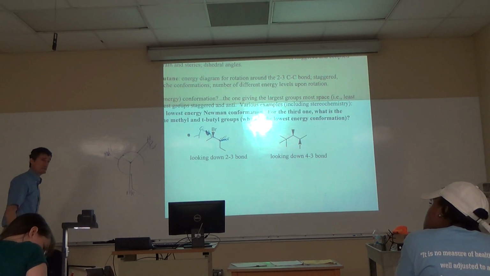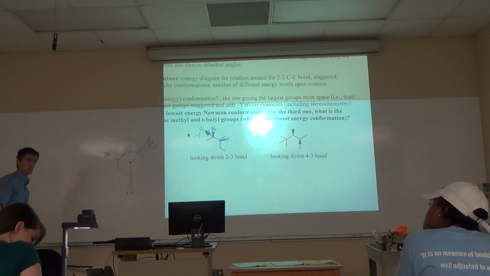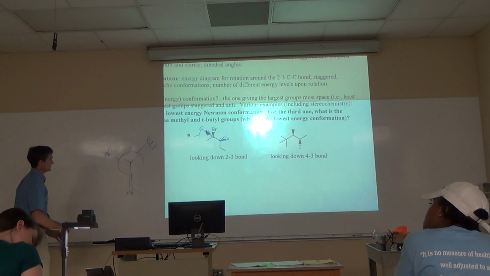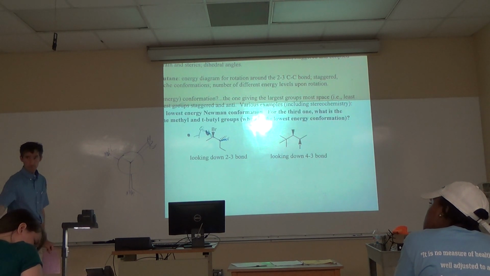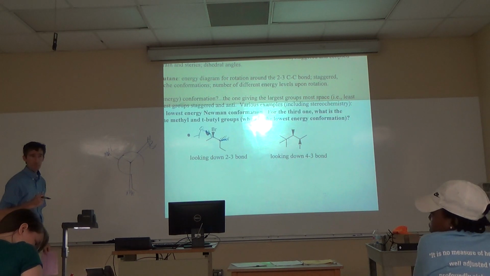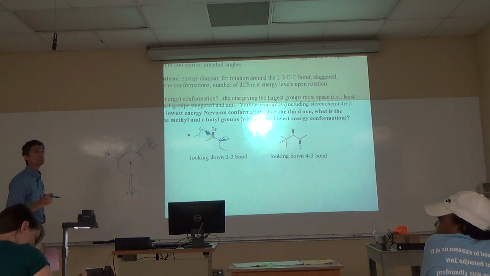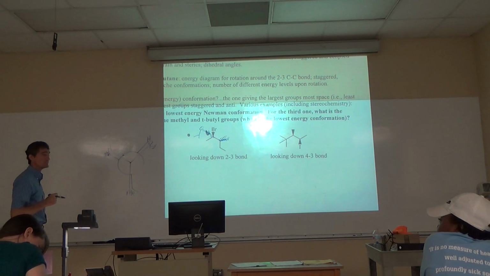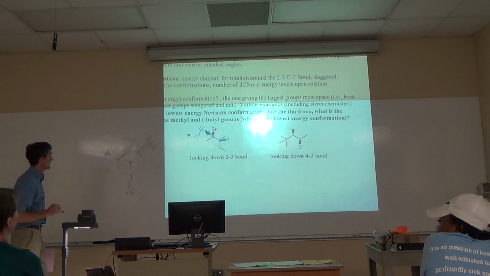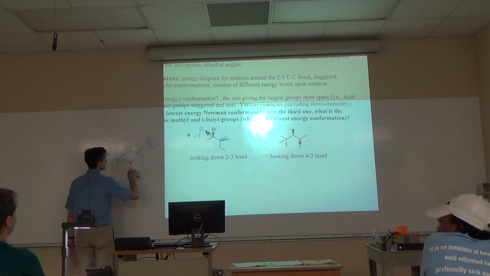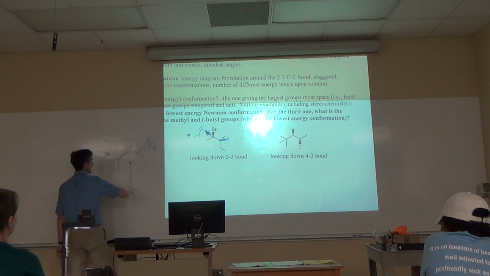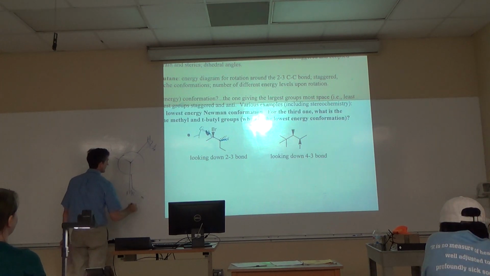Is that the best conformation? No, eclipse is never the best. What's going to be the best? Aaron? What's the total best conformation we want to draw? What groups do we want to put anti? Biggest group on the front carbon? Bromine. Biggest group on the back carbon? Ethyl. These need to be anti.